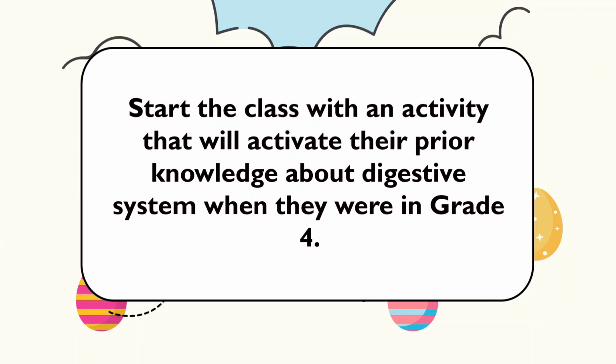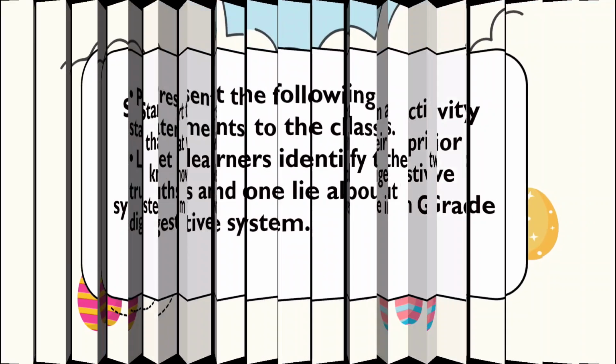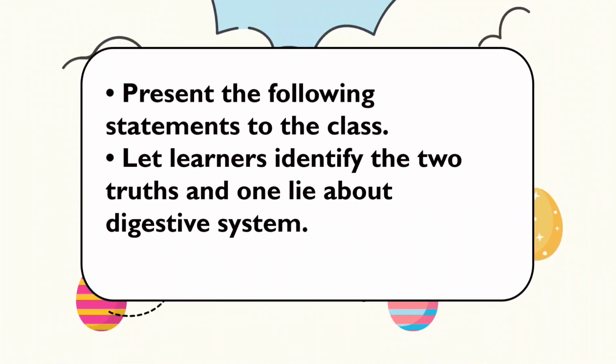Let us start the class with an activity that will activate their prior knowledge about the digestive system when they were in Grade 4. Present the following statements to the class. Let learners identify the 2 truths and 1 lie about the digestive system.